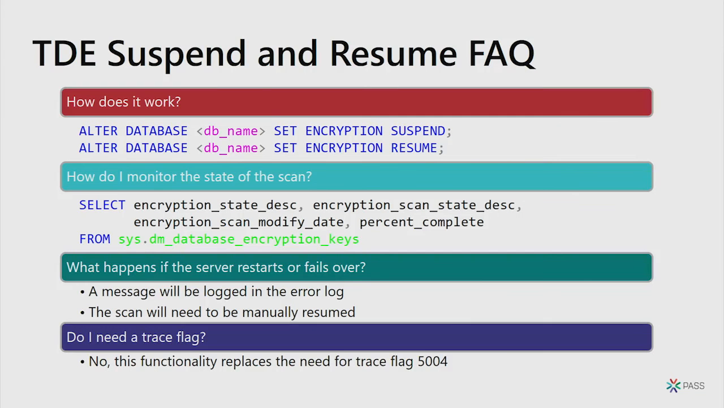Okay? All right, so do I need a trace flag? The reason why I threw this out there is we had some customers that really needed this functionality, and so we implemented a trace flag, 5004. What that will do is pause the encryption scan, but it's really not a good way to do it. You want to be using the pause and resume syntax for TDE if you can. This is in SQL Server 2019. Okay, so pause and resume encryption scan.